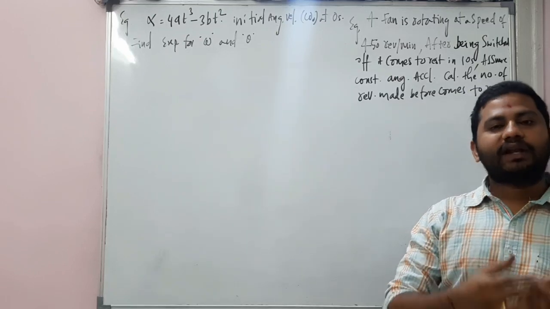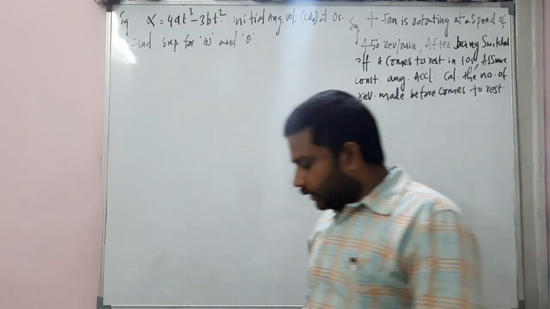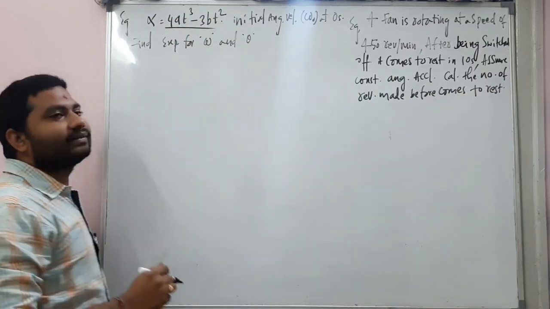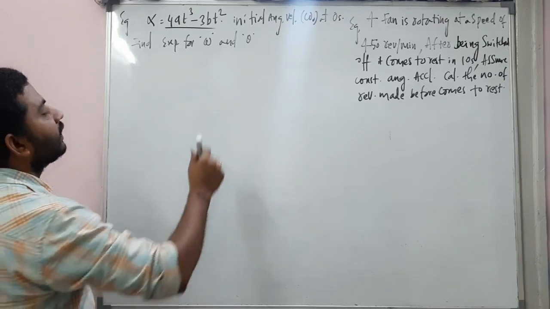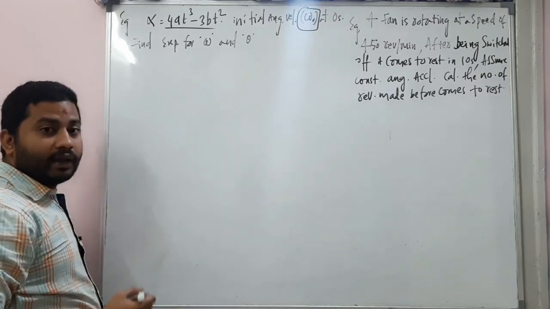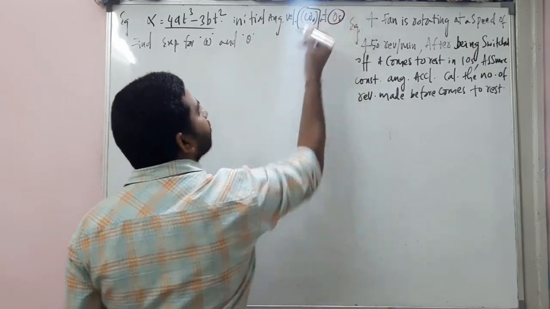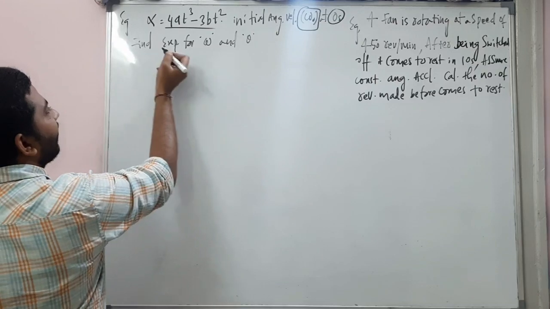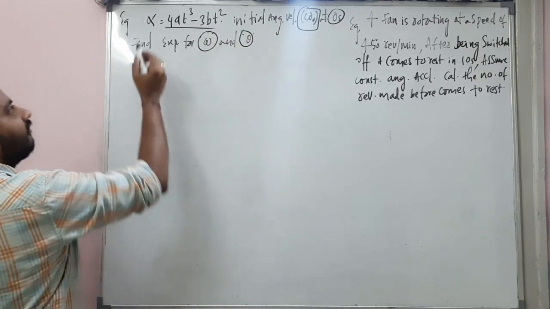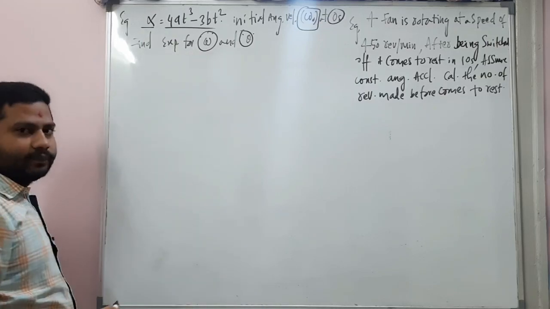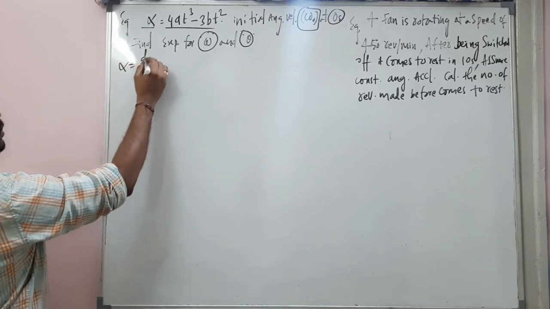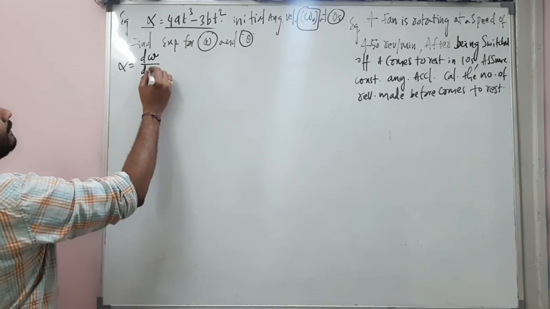Alpha value is given. What is alpha here? Angular acceleration. The angular acceleration is given as 4at cube minus 3bt square. Initial angular velocity is omega naught at time 0 seconds. Find the expressions for omega and theta. Alpha is given, you need to find omega. What is the relation between alpha and omega? Alpha is equal to d omega by dt.